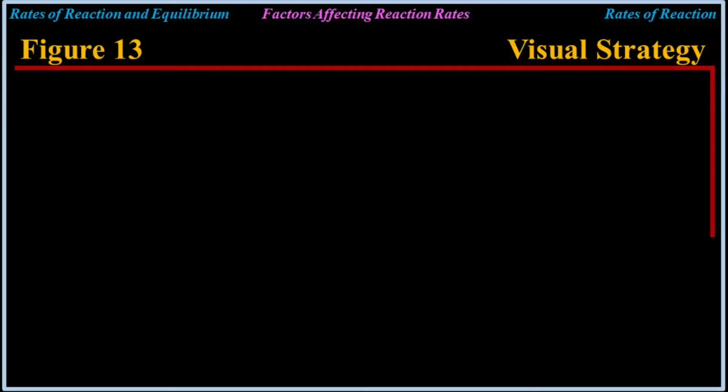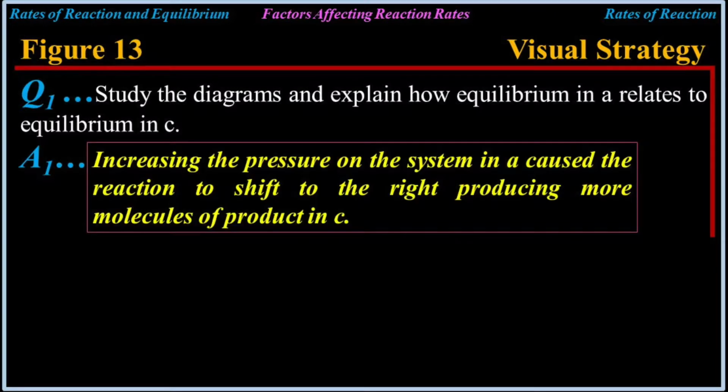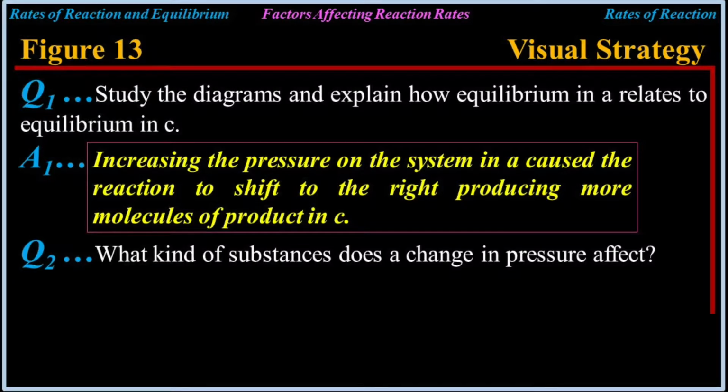Figure 18.13, Visual Strategy. Study the diagrams and explain how equilibrium in A relates to equilibrium in C. Increasing the pressure on the system in A caused the reaction to shift to the right, producing more molecules of product in C. What kind of substance does a change in pressure affect? Gases.